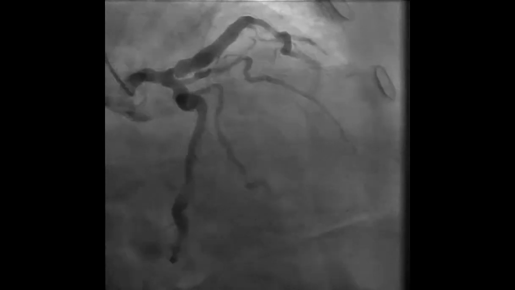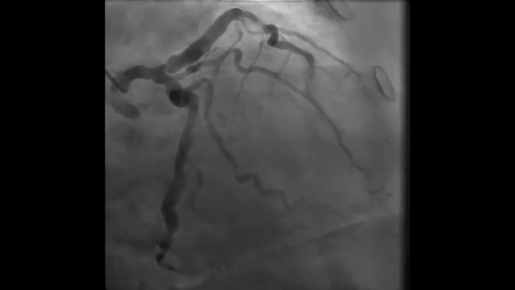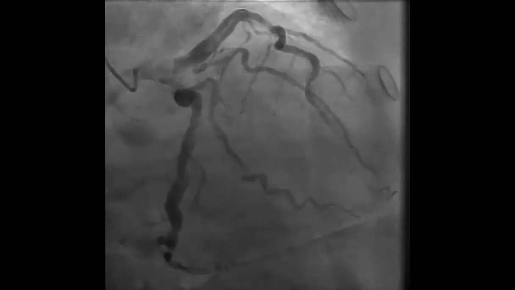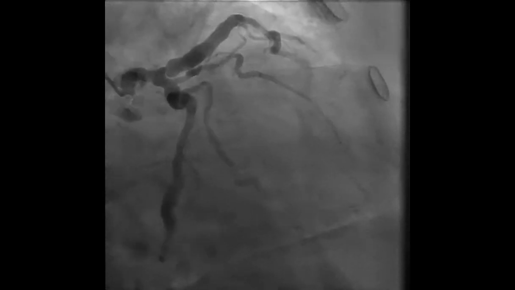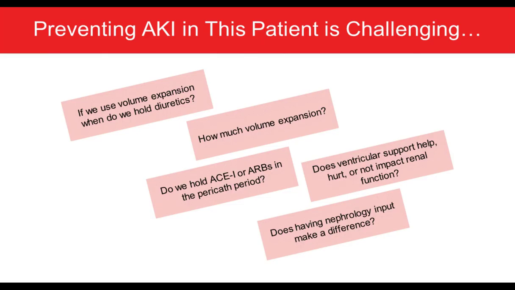Here are the angiographic images demonstrating serial lesions in her left anterior descending coronary artery, ectatic vessels. Baseline flow is quite slow, TIMI 2 flow, and consistent with diffuse endothelial dysfunction. So in addition to all the factors related to intervening on an ectatic calcified vessel, on top of that, we have concerns of acute kidney injury.